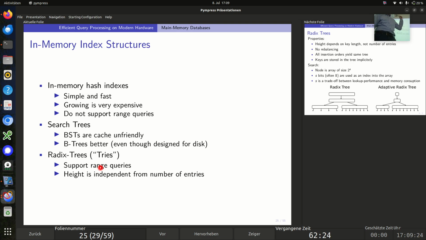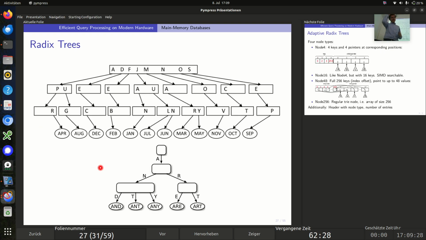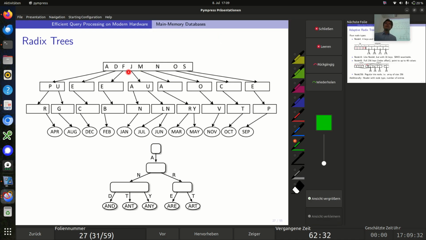So, radix trees. Maybe let's first start with this slide. The idea is that a radix tree is just a prefix tree. And this is also called a trie, for whatever reason.